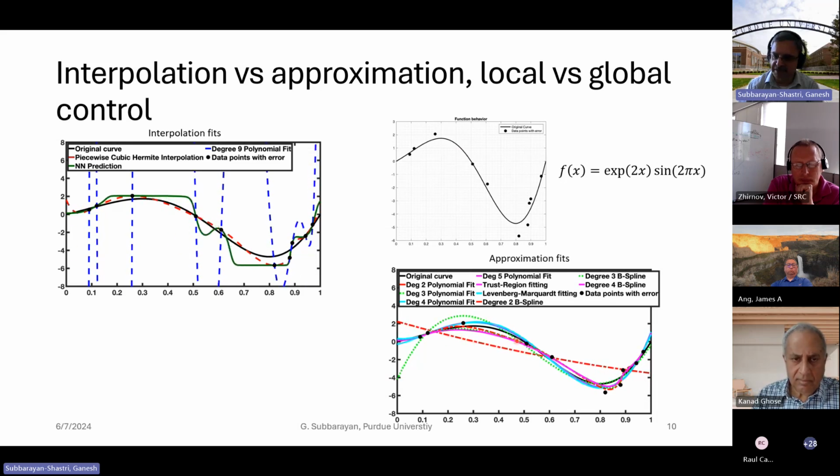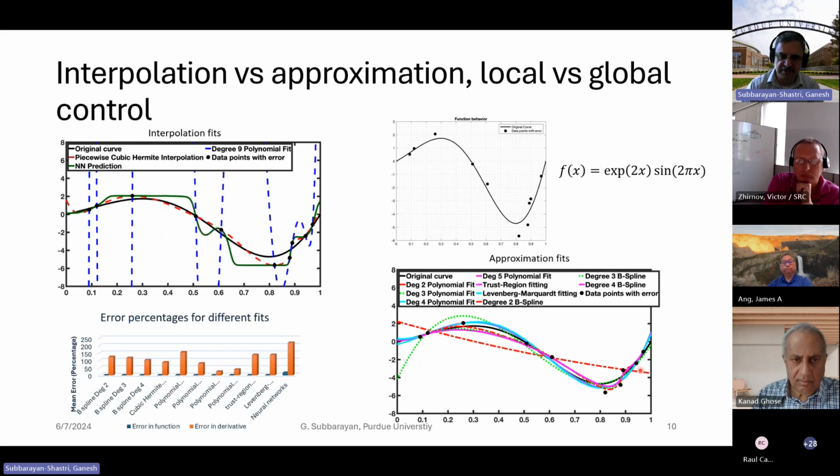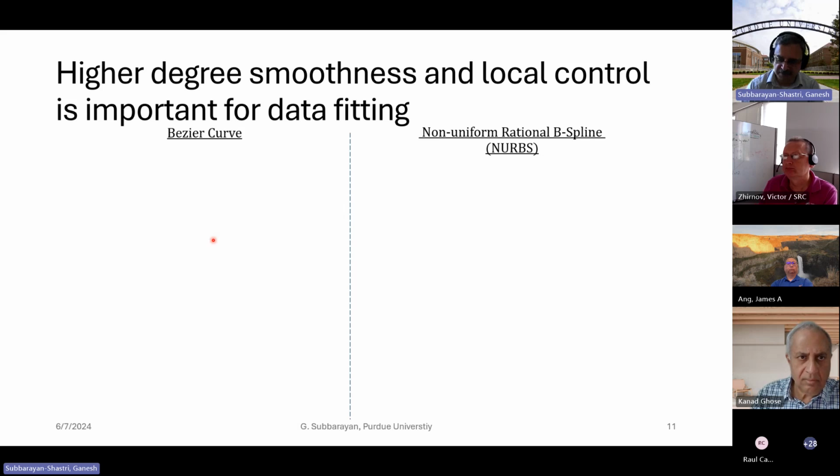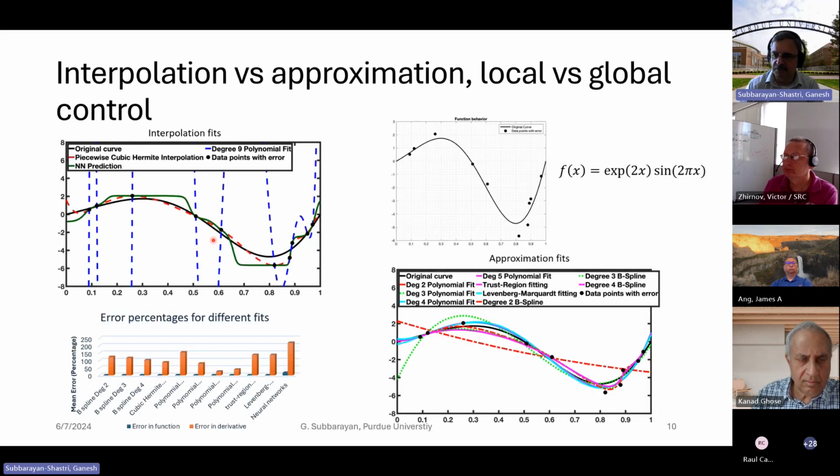compared to our degree 2 or degree 3 splines, it does a far better job compared to what you would get with machine learning methods. And now if you look at the derivatives, I said that you need derivatives previously. If you look at the error in the derivatives, you'll find that the highest error is with neural networks because they tend to overfit the data. So again, interpolation versus approximation, local versus global control.